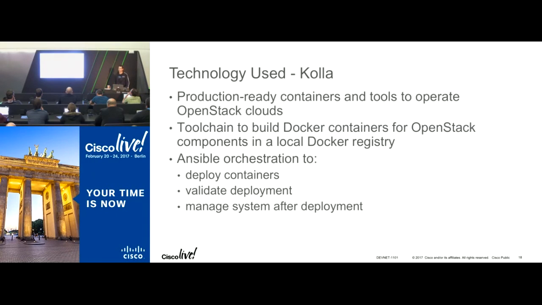The project within OpenStack that's addressing this is Kolla. The mission statement of Kolla is to have production-ready containers and tools to deploy and operate your OpenStack cloud. What Kolla uses is Docker. Basically, it builds a bunch of Docker containers, one for each of the components. And then you use Ansible and Ansible playbooks to orchestrate this deployment and to manage it over time, to validate that everything's working and to change things over time and upgrade as you need to.